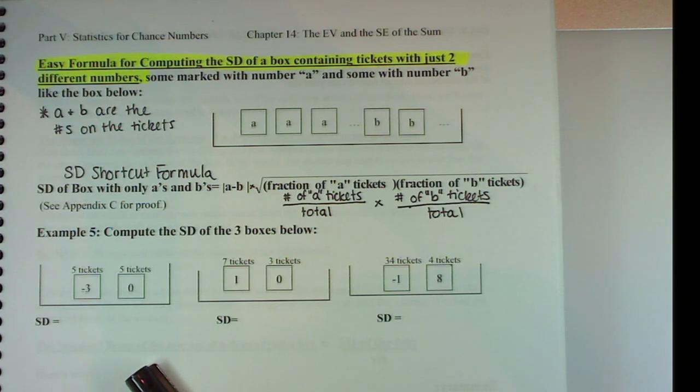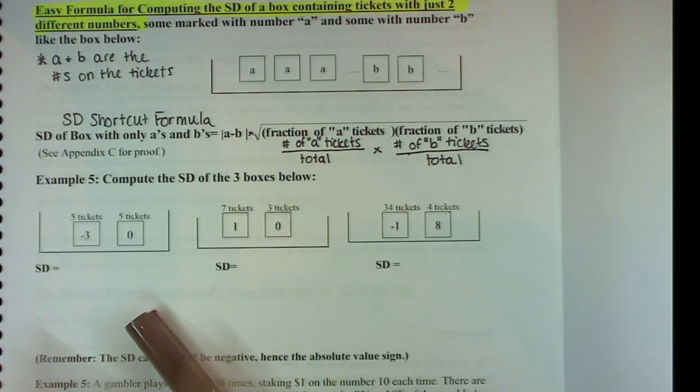So the 2 numerators, number of A tickets plus the number of B tickets, those should add to the total, right? Because you can only use this formula if there's 2 types of tickets. So let's do a couple examples just with these boxes so you can get familiar with using this formula.